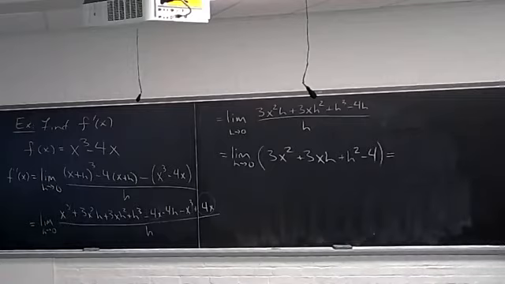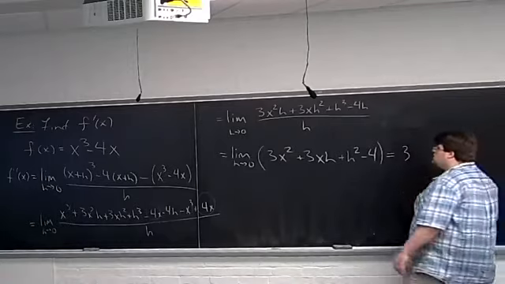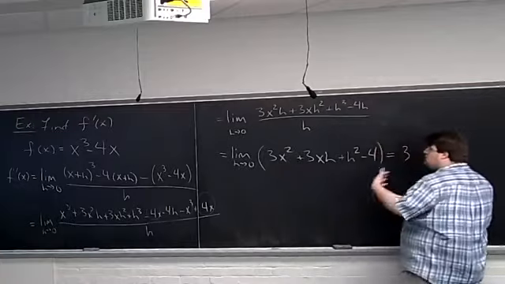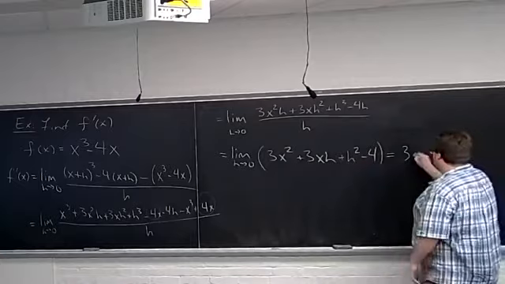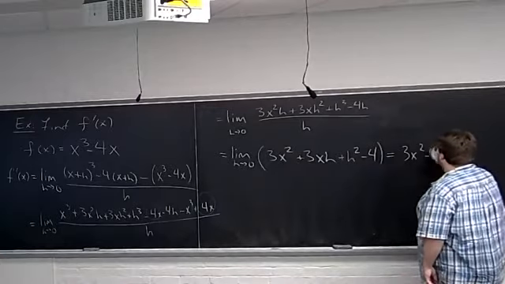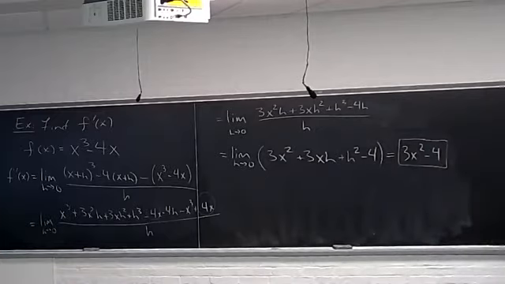And now we can let h go to 0. 3x squared remains 3x squared. 3xh goes to 0. H squared goes to 0. Negative 4. And we get 3x squared minus 4.